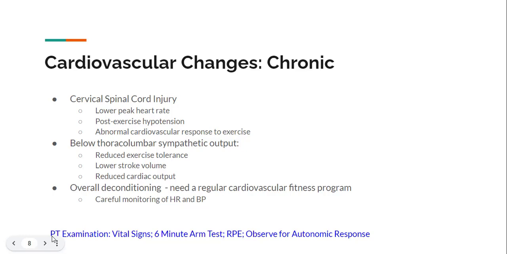and we want to get them back to a regular cardiovascular fitness program. But you can see from these considerations that we're going to need to monitor the heart rate and the blood pressure, especially as we're setting up that program for them. Again, the exam looks similar to the acute.